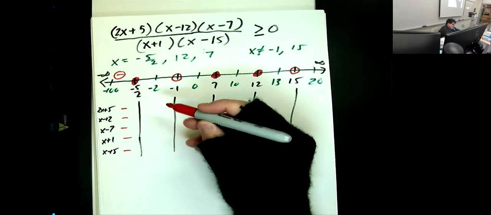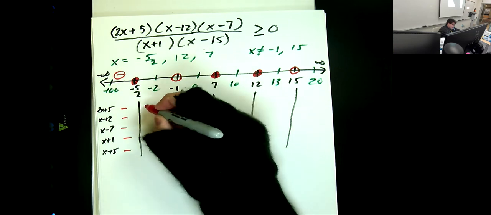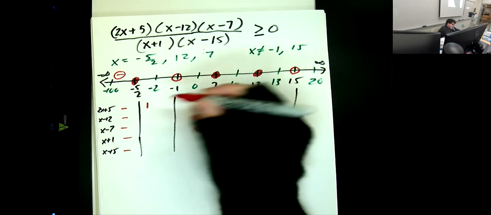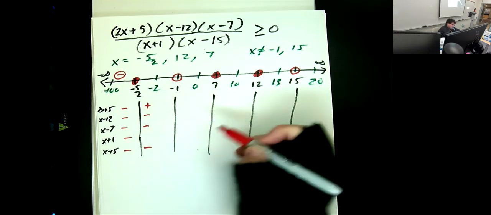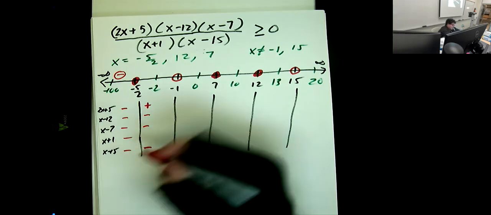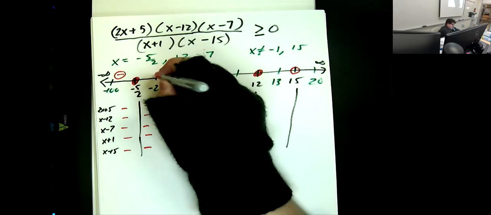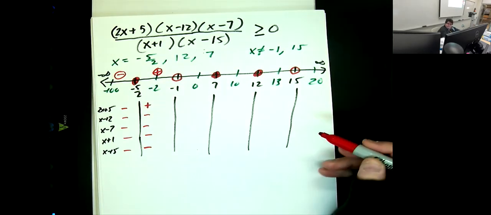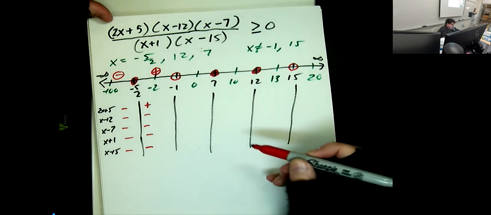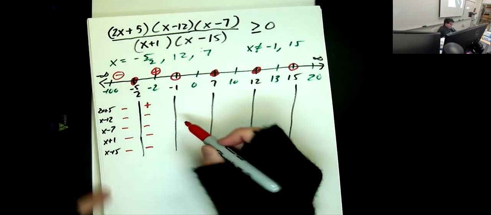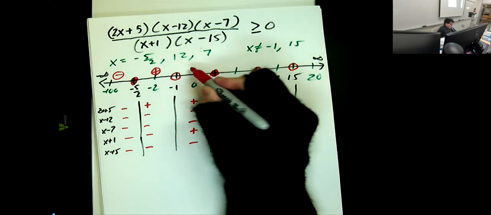If I stick in -2, I've got -2 times 2 would be -4, plus 5 is +1. So that's a positive. The negatives are all still negative. And -2 plus 1 is -1, so that's negative. I've got 4 negative signs. This is a positive region. If I stick in 0, I can just use the signs of the things at the end. I've got plus, minus, minus, plus, minus. There's 3 negatives, that region is negative.